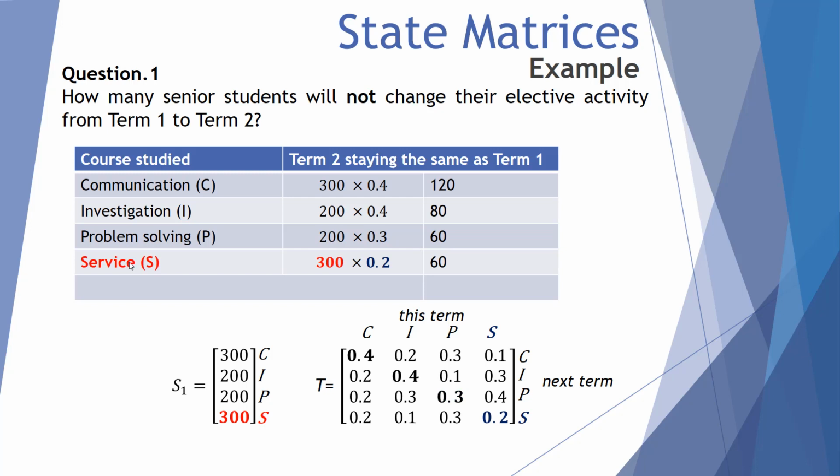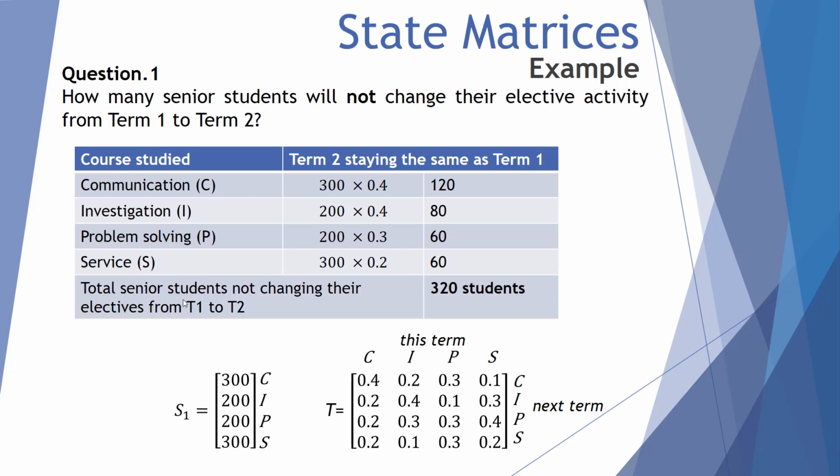And finally, of those studying service electives in term 1, there's 300, we find that 20% of those will remain in the service elective in term 2. So 20% of 300, or 0.2 times 300, is 60 students. When we add them all up together, we find from term 1 to term 2, there are 320 students that do not change their elective activities.